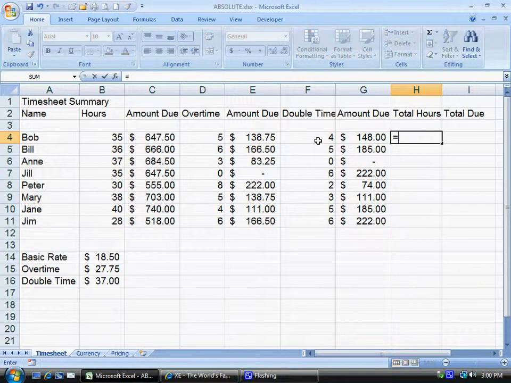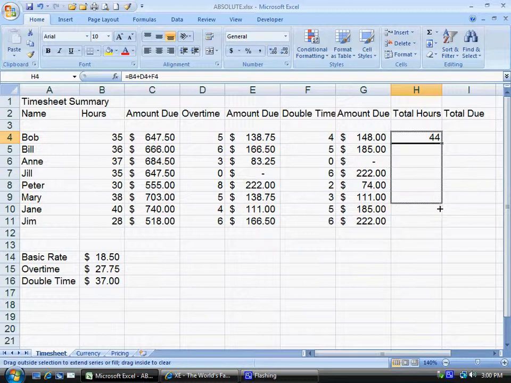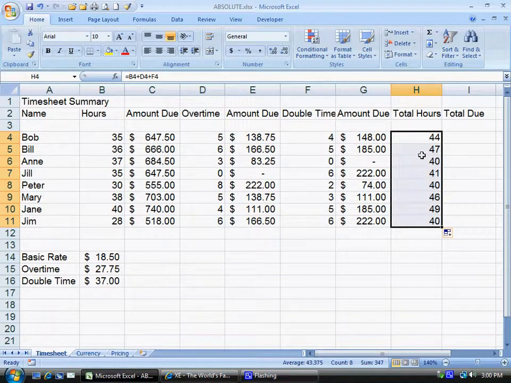So this cell equals Bob's hours in B4 plus his overtime hours in D4 plus his double time hours in F4. Again, hitting the tick gives me an answer of 44. It's B4 plus D4 plus F4. No absolute references. Filling it down, we find that some people worked more hours for the week than Bob, and some people worked less hours.